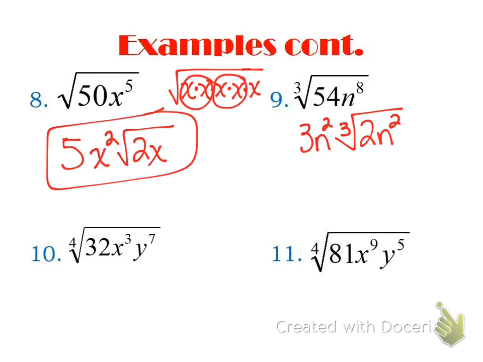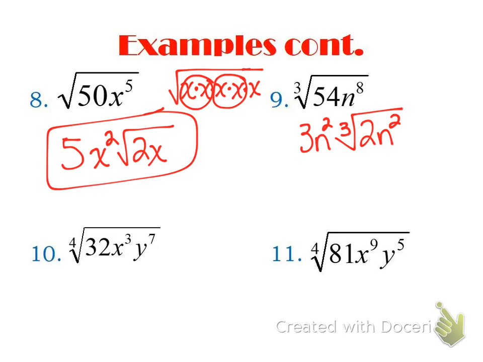Make sure when you write your answer that you keep whatever root that they have. So if they started with a square root, your answer has a square root. If they started with a cube root, you make sure to put your index of 3 to show you have a cube root. Does anybody need to see 54 or n to the 8th broken down to how we got that? Are we okay? I'm going to assume we're okay if you don't tell me otherwise.